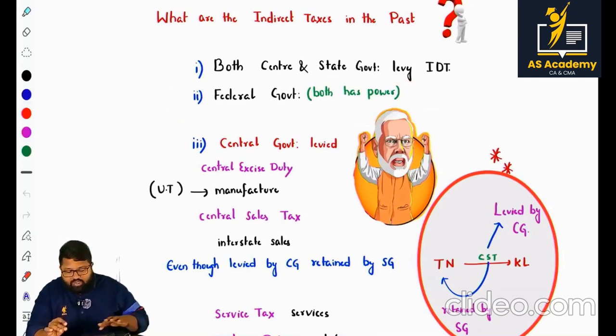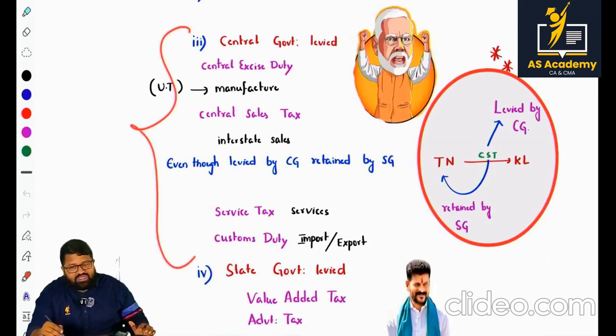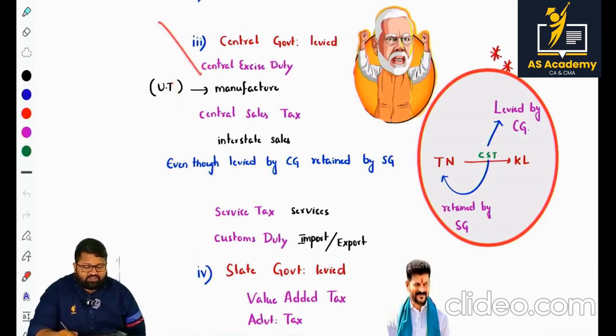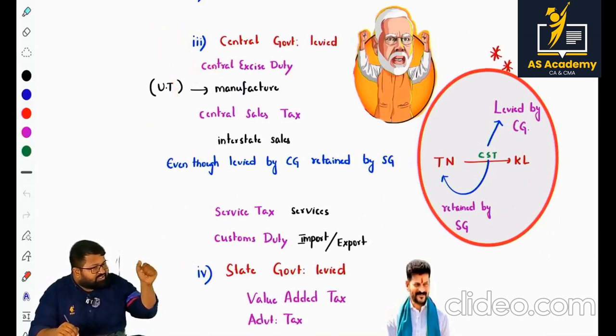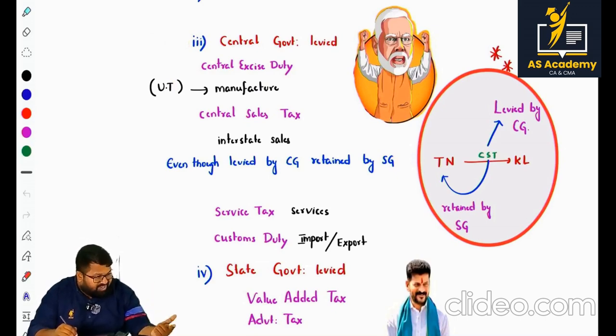And what were the central levies earlier? First, central excise. What is the purpose? Manufacturing. Next, sales tax, for interstate sales. Next, service tax. Between two states, if a service is rendered, service tax is levied and collected by the central government. And the next one, customs, levied on imports and exports.